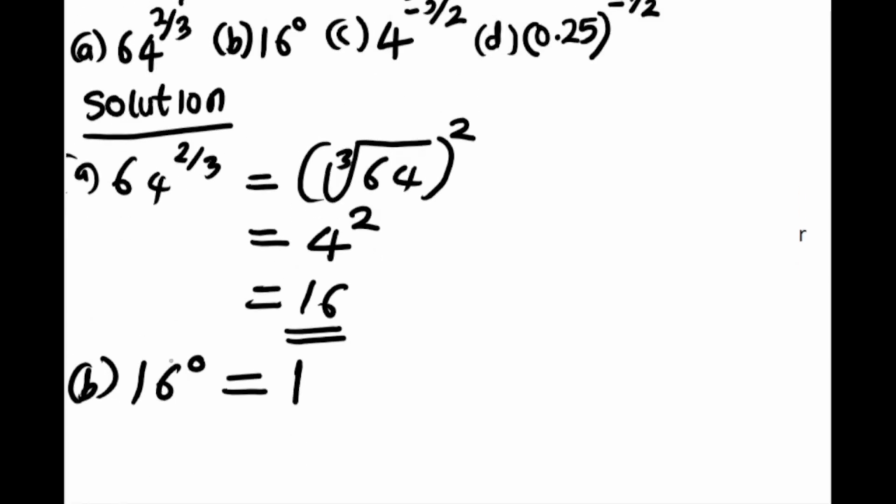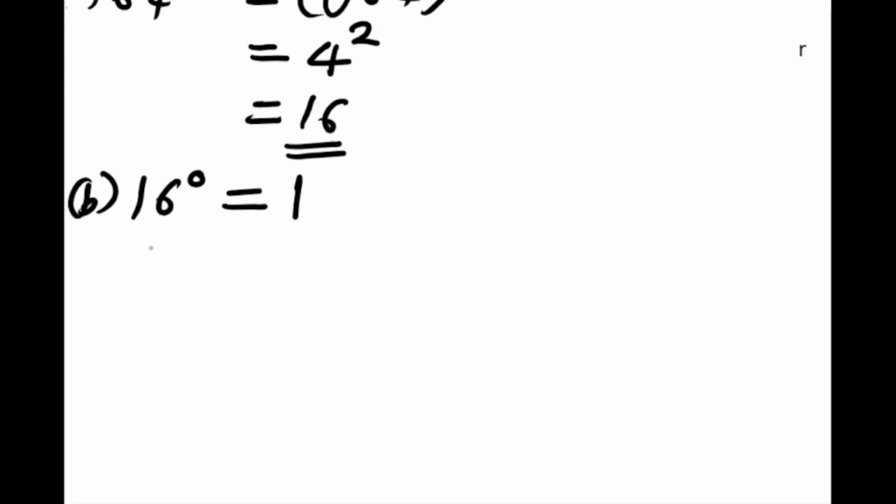Then the C, question C, we have 4 raised to the power of minus 3 over 2. Now, this is a fractional index and a negative index combined together. So here we have minus, and here we're having 3 over 2. And like I said in the laws of indices in the previous video, anything raised to the power of minus is what? Is 1 over.